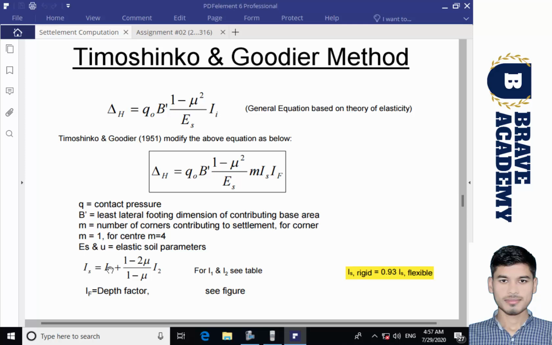Is equals I1 plus (1 minus 2 mu) over (1 minus mu) into I2. I1 and I2 you can calculate from the tables, and If is the depth factor. You can calculate it from the figure given below. Here in this formula, this Is is for flexible footings. If our footing is rigid, then there will be a 7% reduction in this Is value, and you can see that Is rigid equals 0.93 Is for flexible.